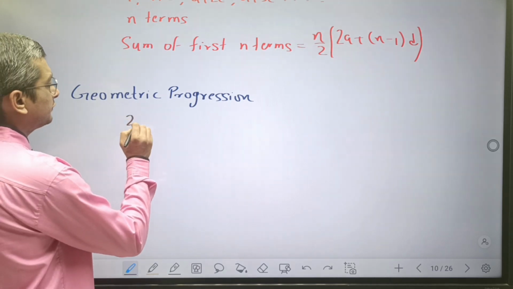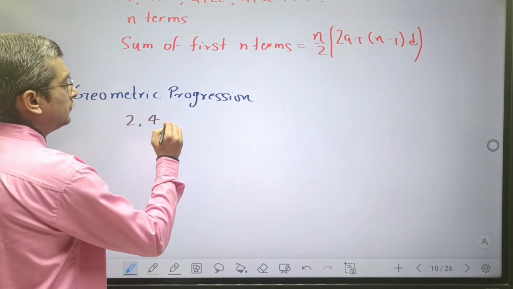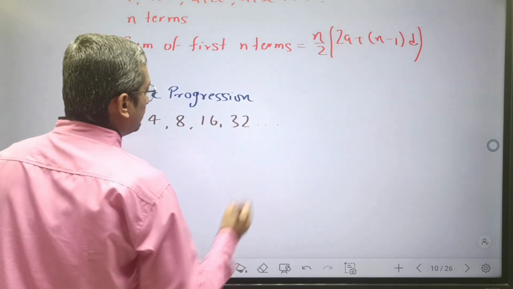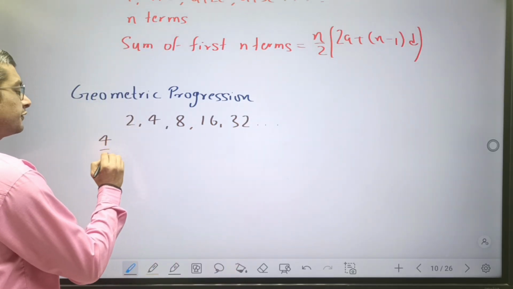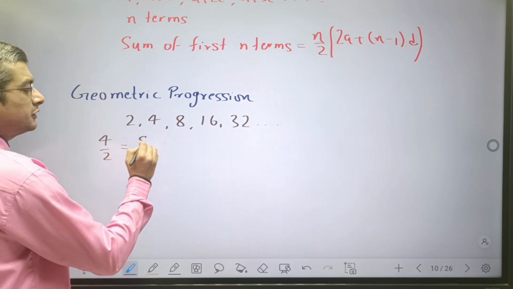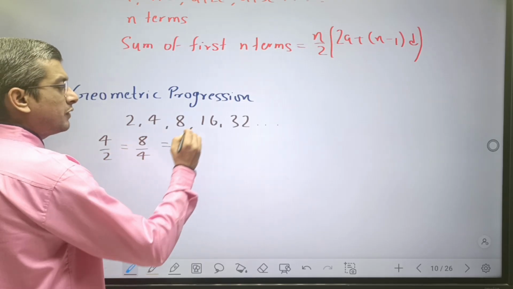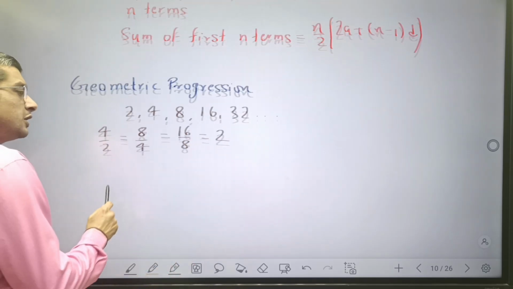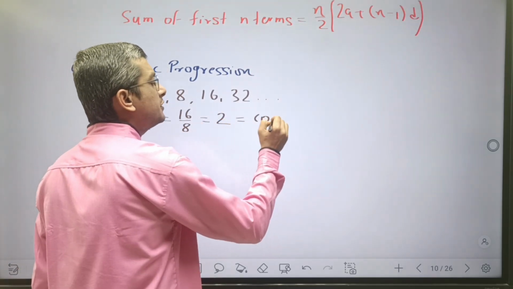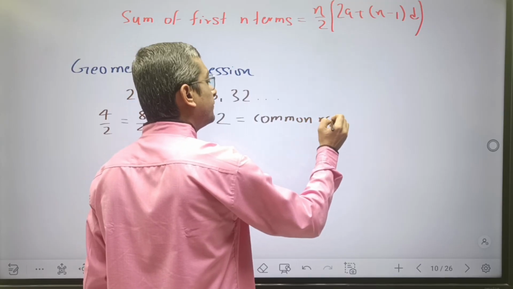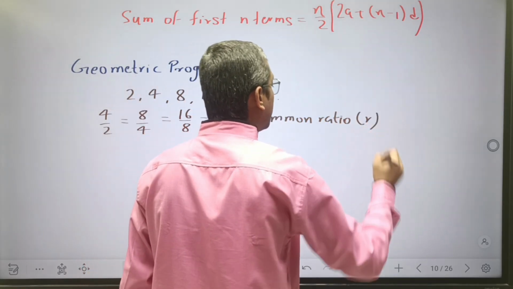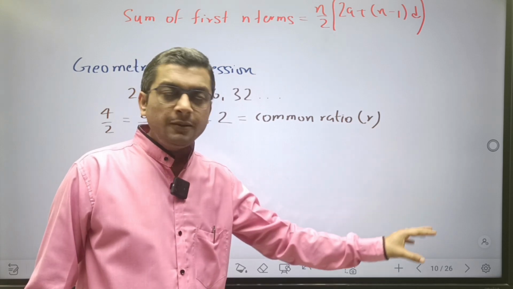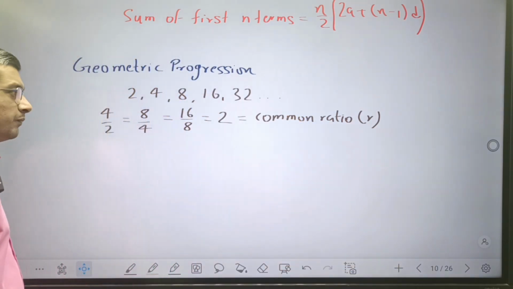A series that is 2, 4, 8, 16, 32. If you divide the second term by the first term, the third term by the second term, the fourth term by the third term, you will get the same result, that is 2. This 2 is known as the common ratio, represented by r. In AP we have the common difference represented by small d; in GP we have the common ratio.